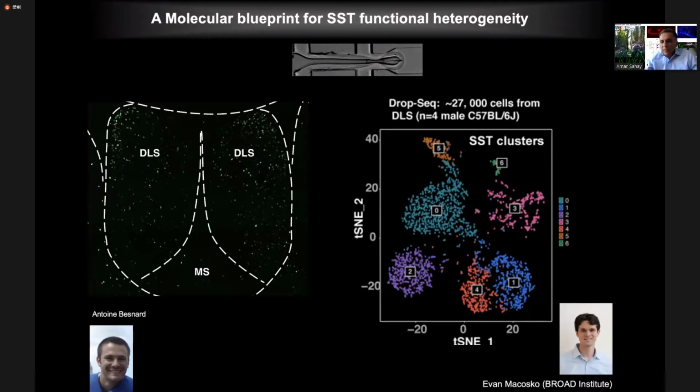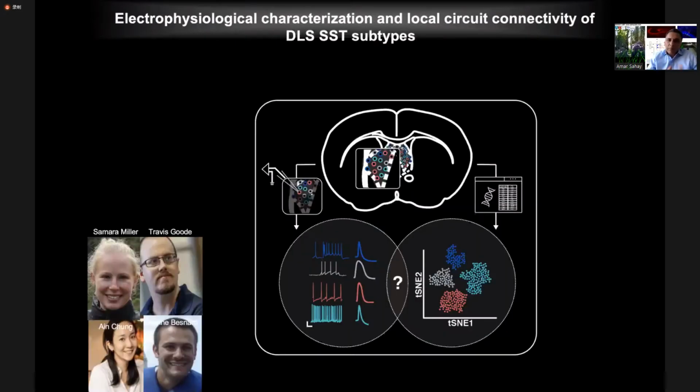So now we've assembled an exciting team of Samara Miller, Travis Good, Aing Chung, and Antoine Bernard. And Samara is now investigating whether these putative somatostatin subtypes, using neuropeptide, CRE, and SST flippase combination lines, exhibit diversity of electrophysiological properties, as has been beautifully documented for SST cells in the neocortex. And she's mapping the local connectivity within the dorsolateral septum.